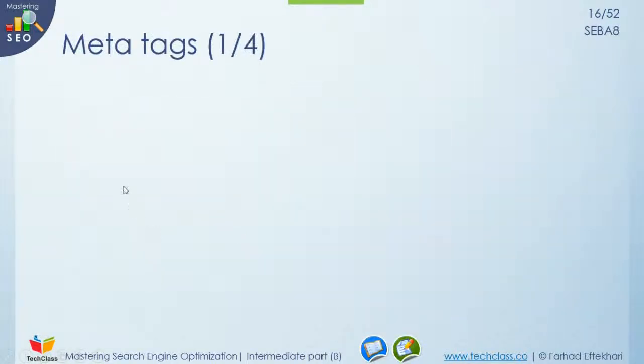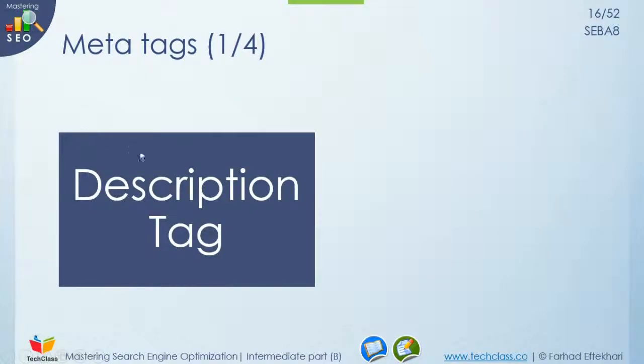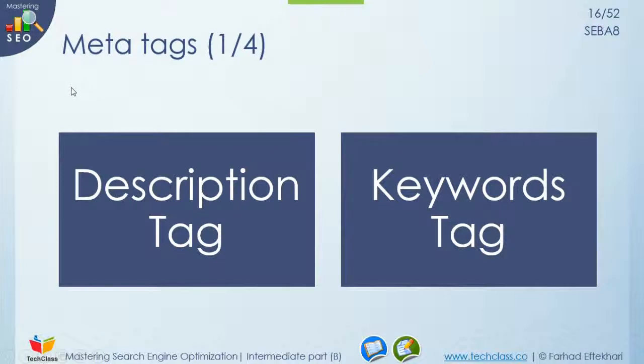And now let's get familiar with meta tags. There are two different meta tags that are directly related to search engine optimization. One is the description tag and the other one is the keywords tag.